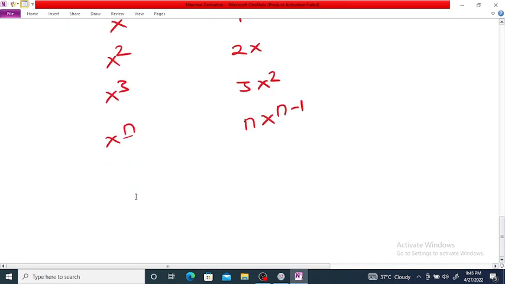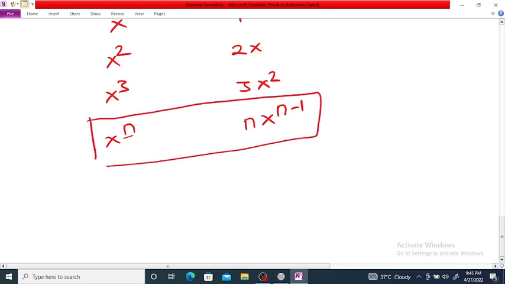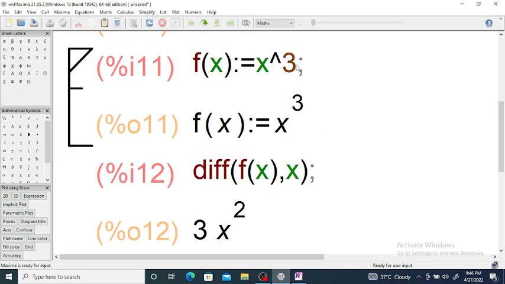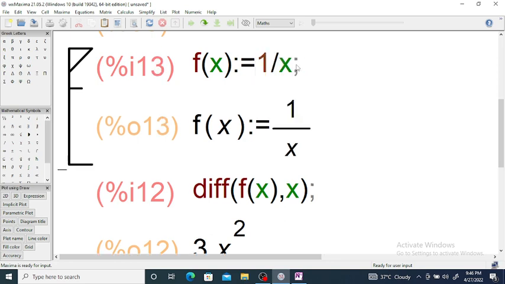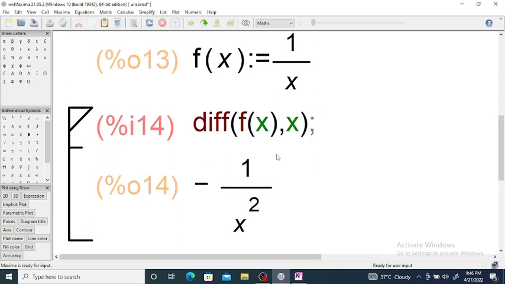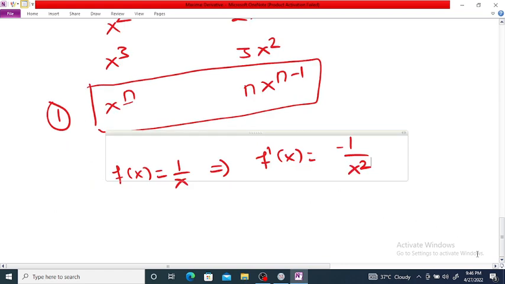So this is the one formula: if it is equal to x raised to n, then its derivative is equal to n x raised to n minus 1. Next, if f of x is equal to 1 by x, then f dash x is equal to minus 1 upon x square. So in Maxima also you can check here, if f of x is equal to 1 by x, then its differentiation is equal to minus 1 by x square.